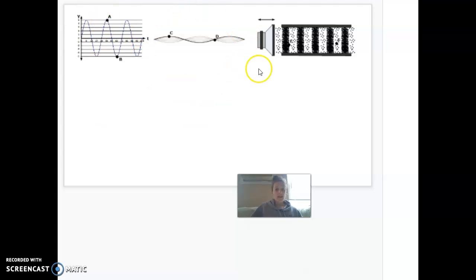On our standing wave, we have a node at point D. We have an antinode at point C. I think that E is showing a compression of particles for a longitudinal wave. And per point A, B, C, D, E, F, point F is a rarefaction where all the particles are spread very, very far apart.